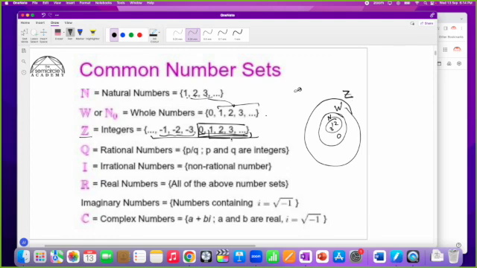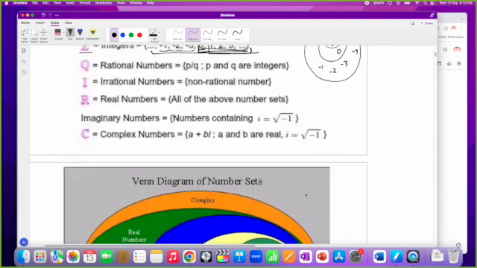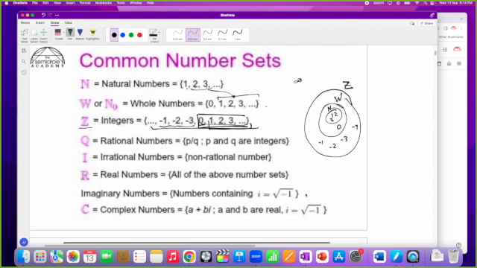But in the integers, we also have negative numbers: -1, -2, -3, -4, all of that stuff. And you know how to draw this diagram, because I actually have this diagram a little better over here, so you'll see it over here, right?